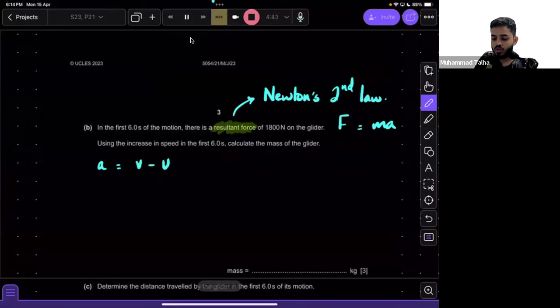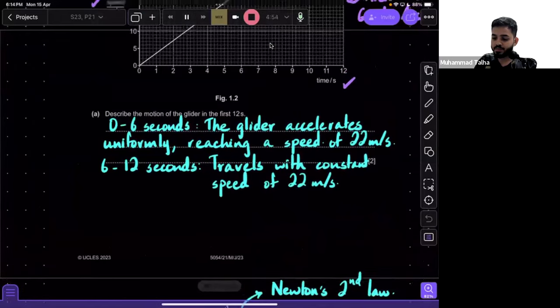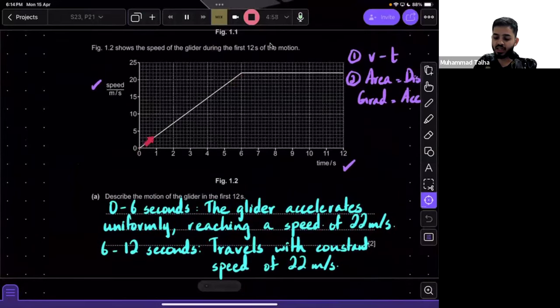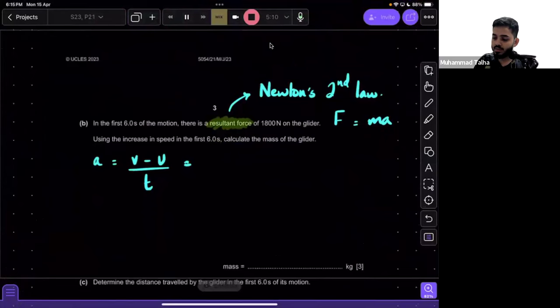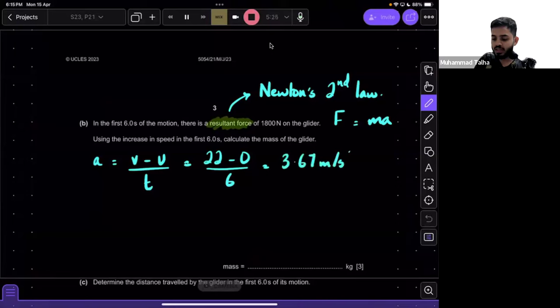So V minus U over T, where V is the final velocity, U is the initial velocity, and T is the time. So here the final velocity, if you remember, was this, which it reaches at the end of 6 seconds, which was 22. It started out from 0, so that's its initial velocity, and it does all of this in a time of 6 seconds. So when I calculate this, it's going to be 22 minus 0 over 6, right? So this is going to be what? 11 over 3, so 3.67 meters per second square.